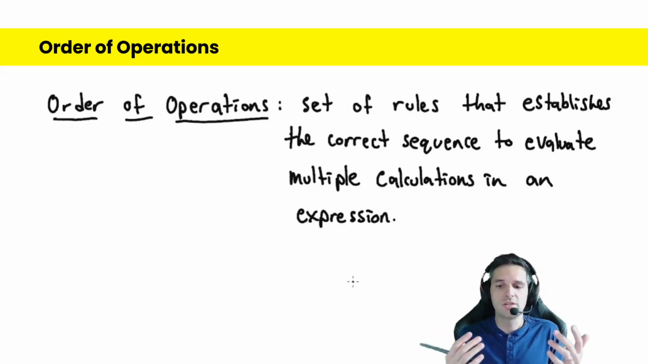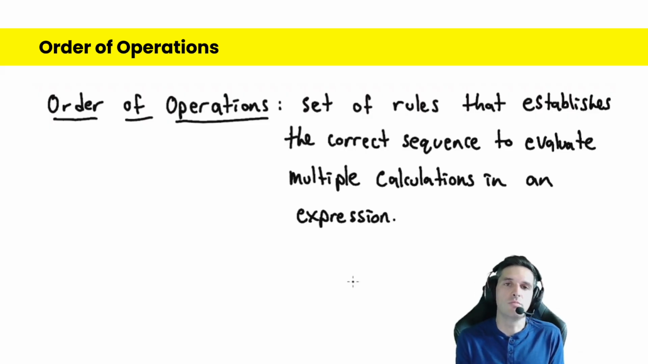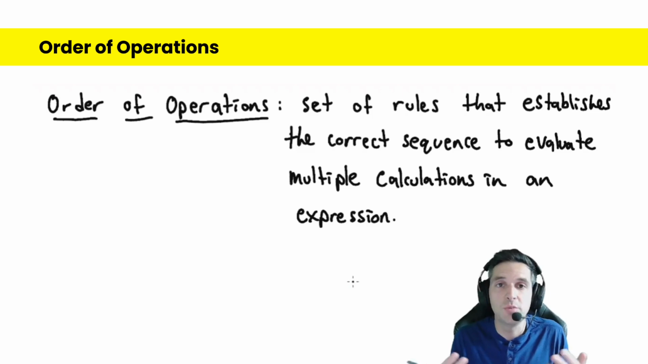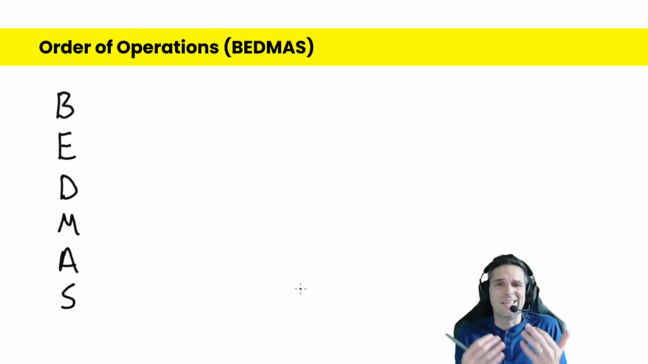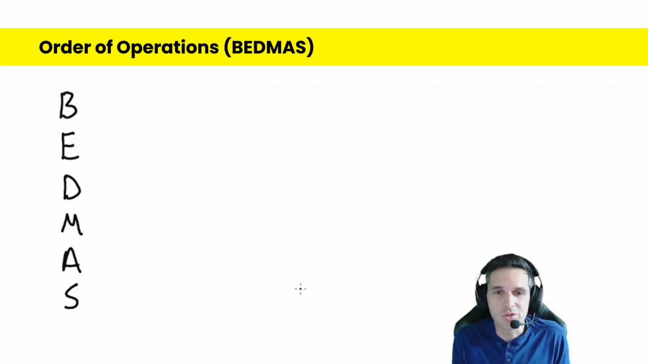So an order of operations is the set of rules that establishes the correct sequence to evaluate multiple calculations within an expression. And why do we need these rules? Because we want everybody to solve it in the same way so we can get the same answer every single time. I don't want it to be a debate. It's going to be, okay, this is the rule, this is the way we do it, and that's that. So what actually is the order of operations? Which way do we have to do it?